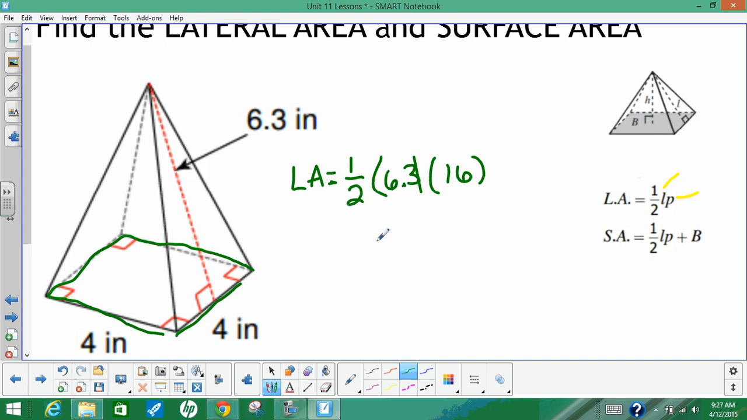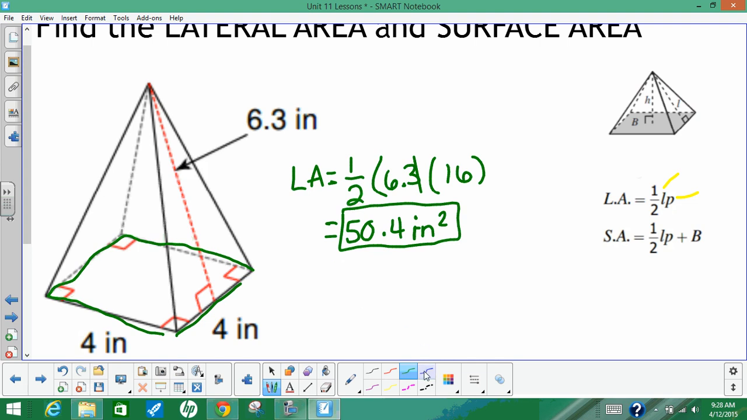So now all we have to do is make this calculation, 1/2 times 6.3 times 16. And you get 50.4, and we're in inches here. And since it's area, it's inches squared. So that's our lateral area. So that's all the area in the pyramid that doesn't include the bottom, the square base.